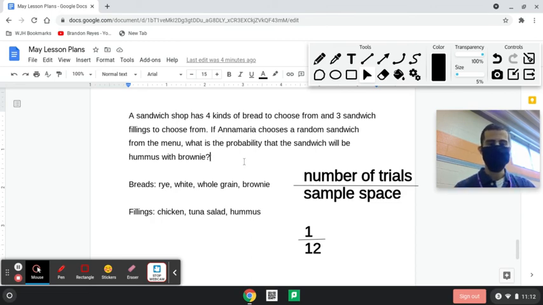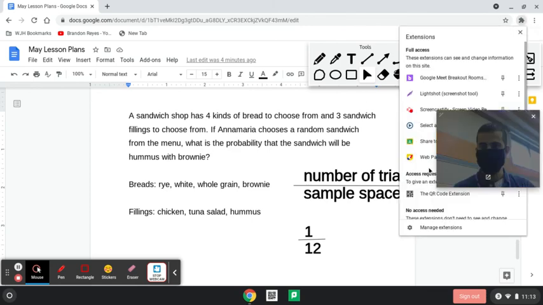kind, the hummus with brownie, which honestly, I love hummus, and I love brownies, but hummus with brownie, it does not sound very good. So there's a 1 in 12 chance that the sandwich is really gross, in my opinion. Maybe you like that stuff. More power to you.